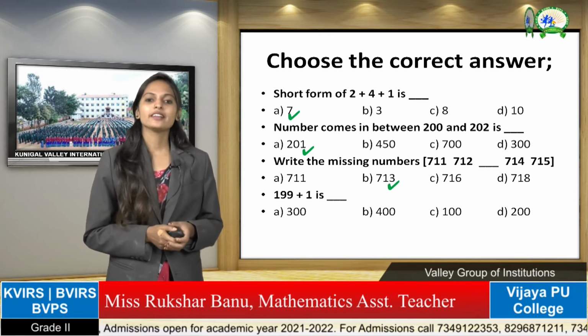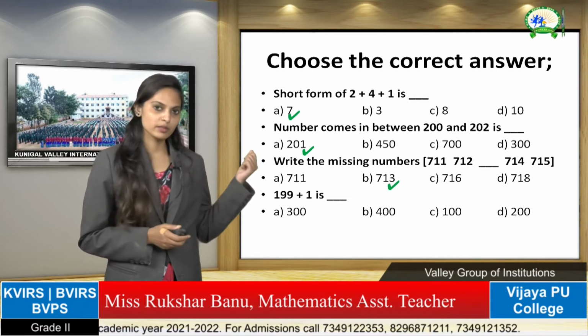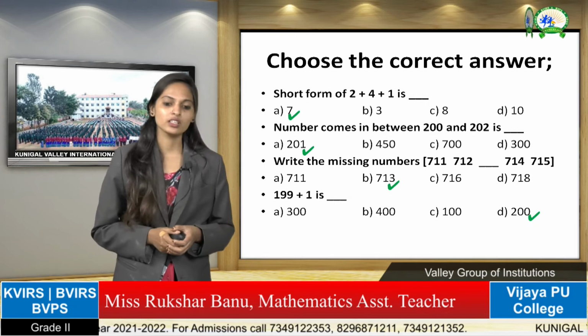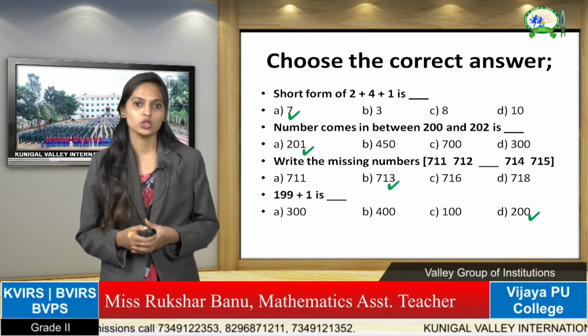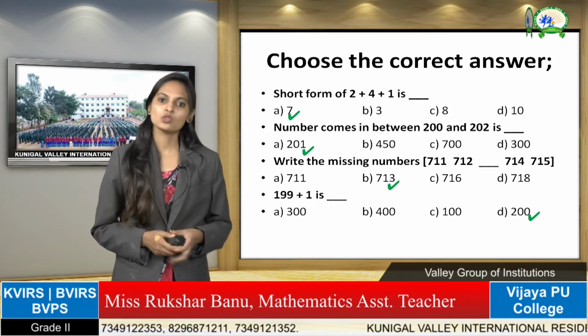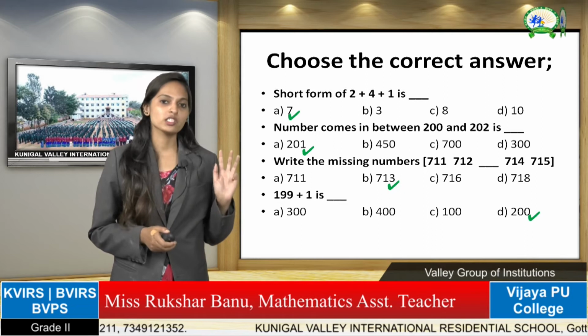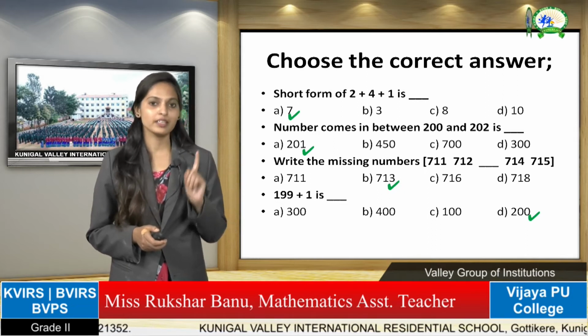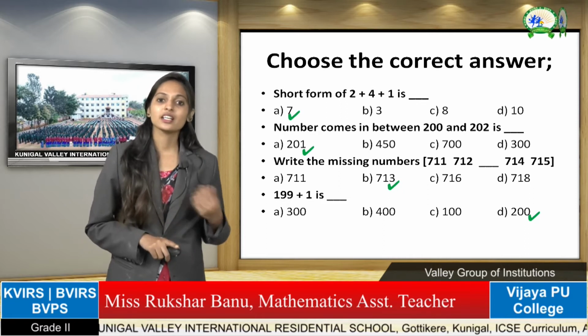Next one is 199 plus 1 is equal to what? So options will be there, and you have to select one. Which one? Yes, 199 plus 1 is equal to 200. Okay children, so like this 4 options will be there. Three options will be wrong and 1 option will be right for the given question, so you have to select which one is the correct answer.